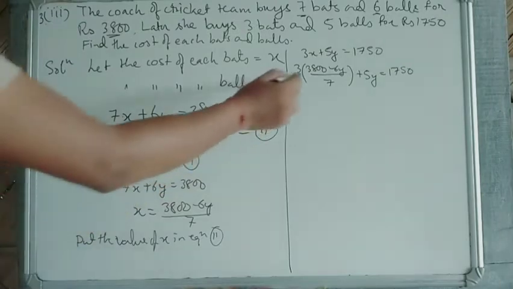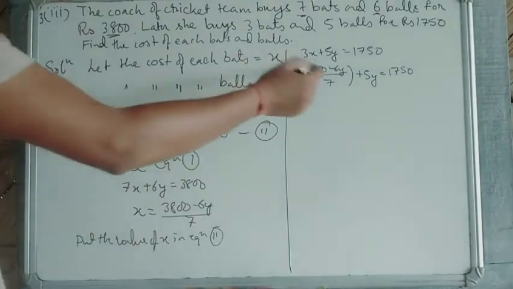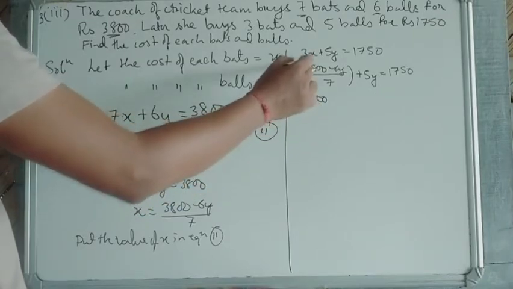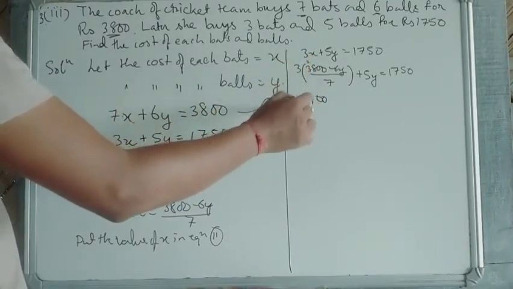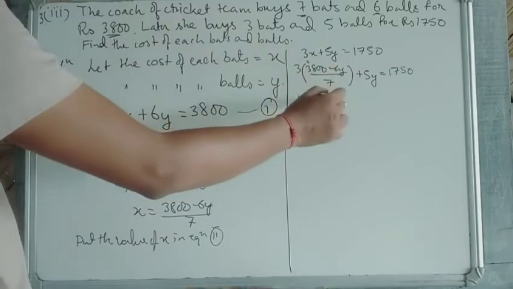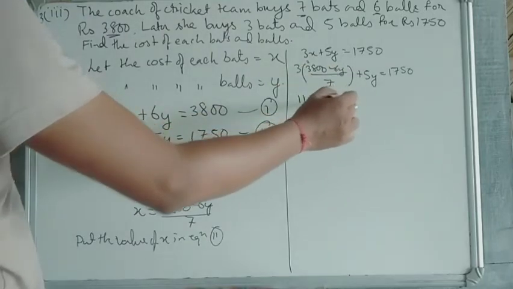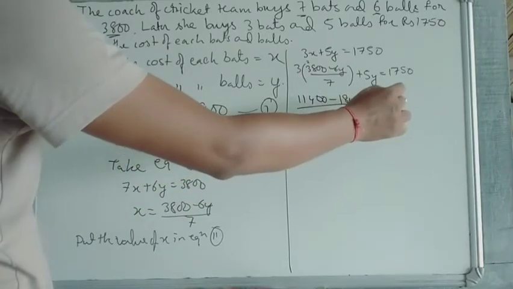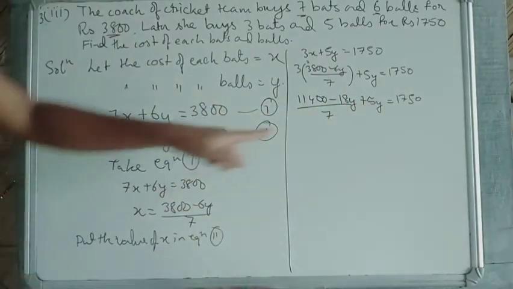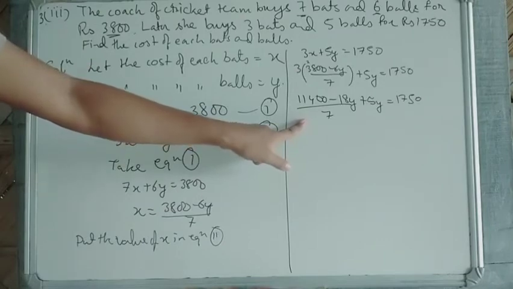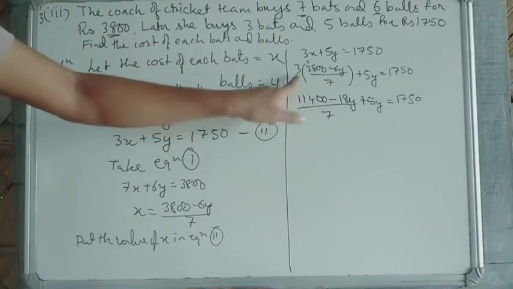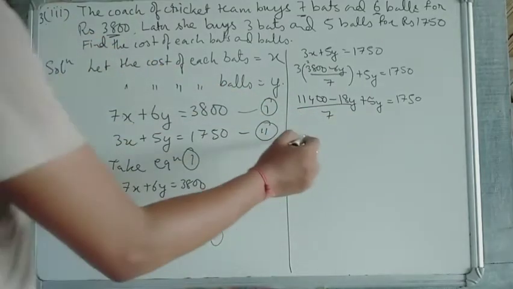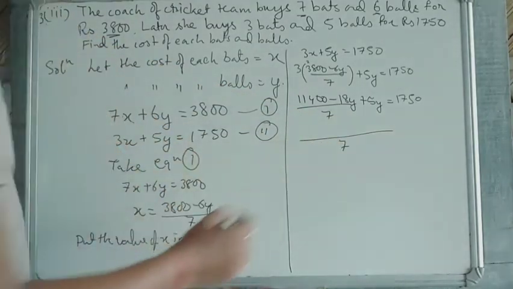Now 3 and 7 we cannot cut, so 3 will get multiplied: 3 times 3800 is 11400, minus 18y by 7, plus 5y is equal to 1750. So this is what you will get. We'll multiply this 3 with both of them. Now because I have to take the LCM also, 7 will be the LCM.